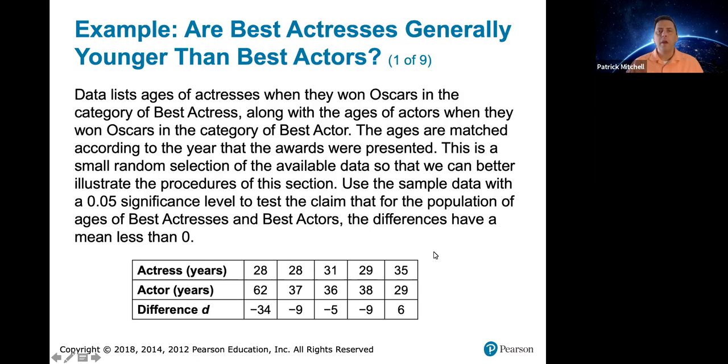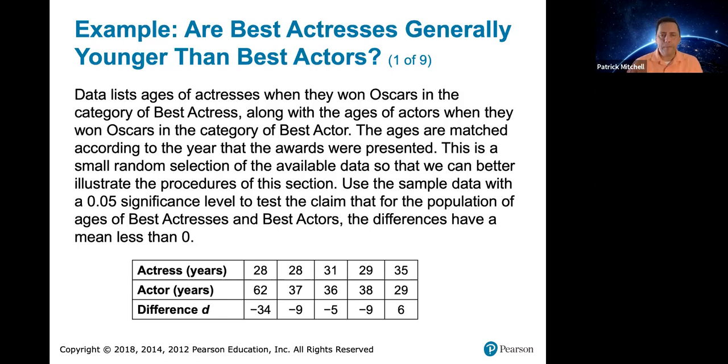Okay. This is a small random selection of the available data so that we can better illustrate the procedures of this section. So this is a very small sample, but it'll be a pretty easy one because it's such a small sample. So we're going to use the sample data with a 0.05 significance level to test the claim that for the population of ages of Best Actresses and Best Actors, the differences have a mean less than 0.